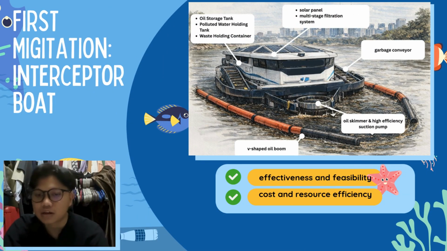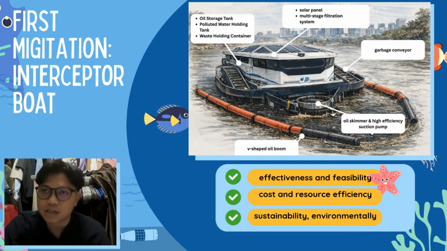Secondly, regarding cost and resource efficiency, the system minimizes manpower by using automated skimmers, conveyors, and pumps. The use of solar panels reduces electricity costs, making long-term operation more affordable compared to fuel-powered cleanup systems. Thirdly, for sustainability and environment, the system prevents oil spread and improves water quality. Socially, it protects public health and the river ecosystem used by the local community. Economically, a cleaner river reduces future cleanup costs and supports fisheries and tourism.